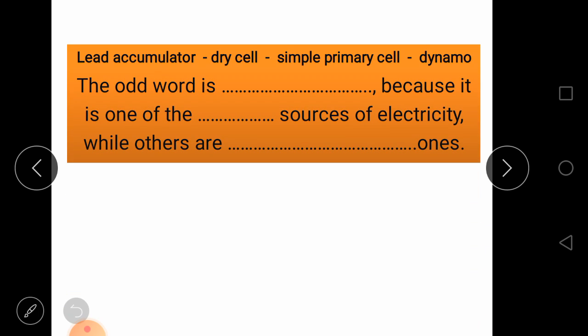We have lead accumulator, dry cell, simple primary cell, and the dynamo. The odd word is a dynamo because it is a mechanical source, while others are chemical sources.